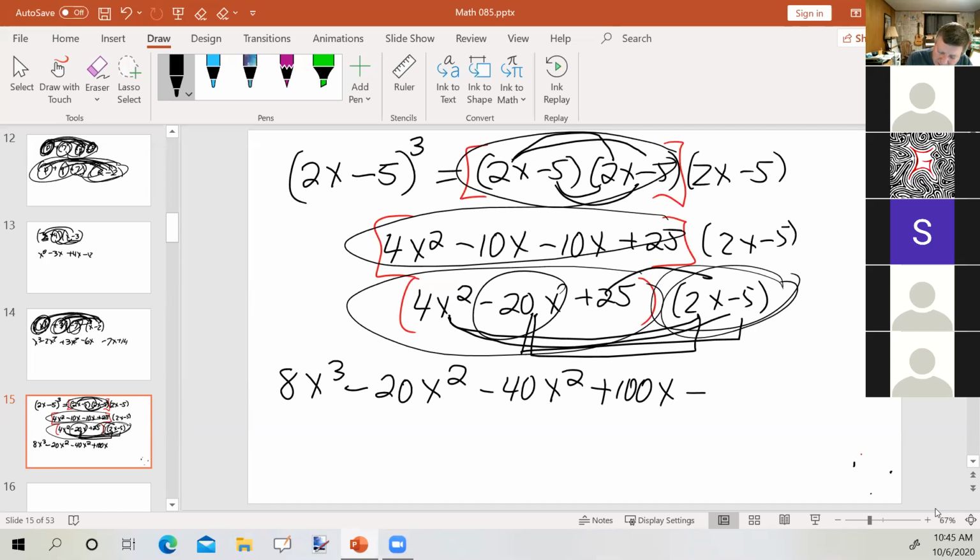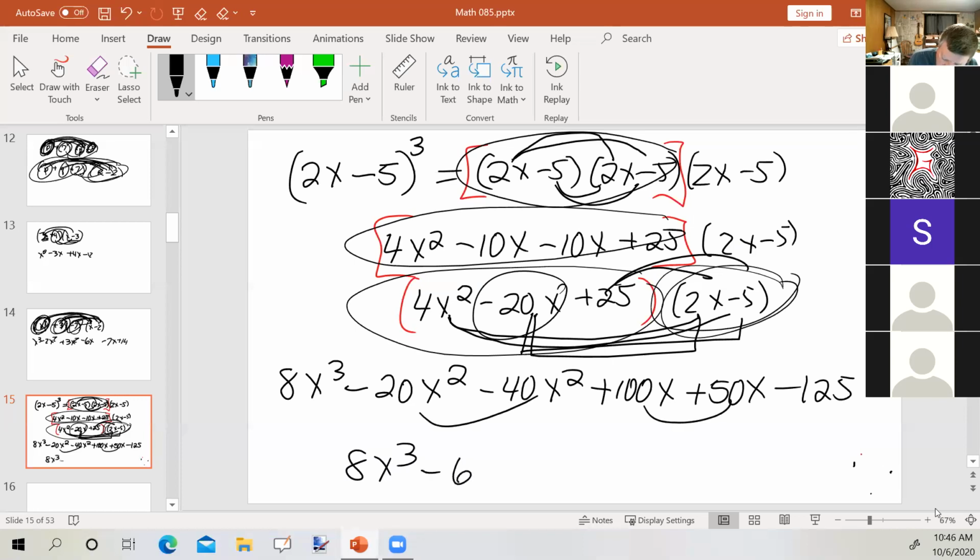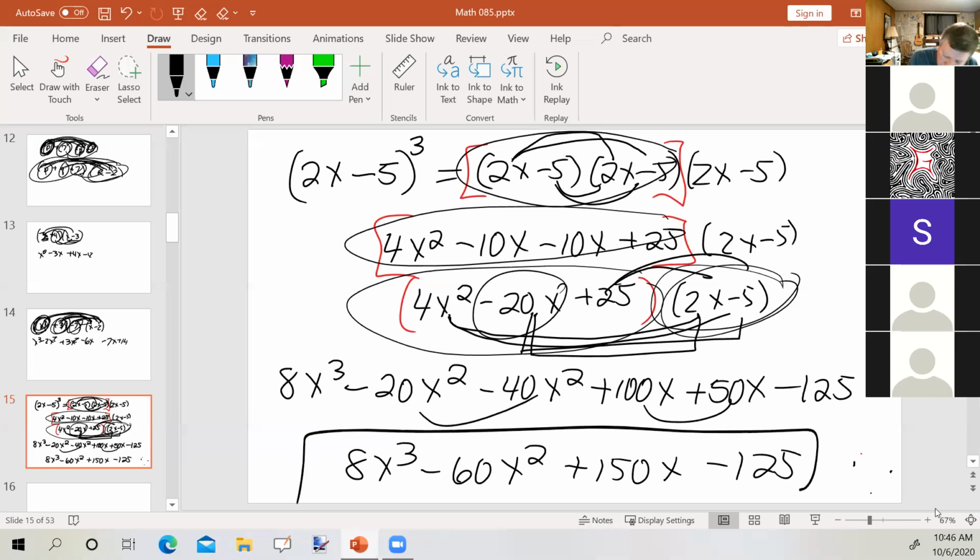25 times 2x is plus 50x. And 25 times minus 5 is minus 125. So now I've done all the multiplication. Combining like terms, 8x cubed minus 60x squared plus 150x minus 125. Are you okay with that?